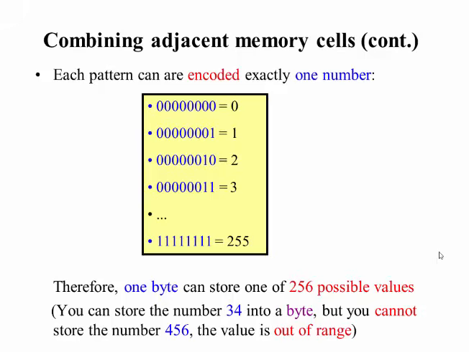You can store the number 34 in a byte, but you cannot store the number 456. That is when the value is out of range. That is where int, double, and long come in handy when you work with numbers in Java.